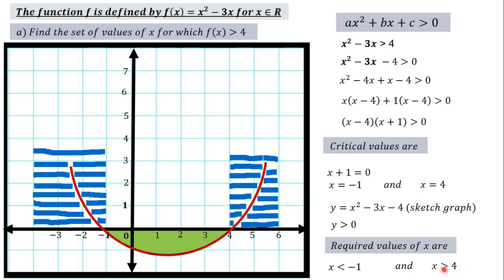Similarly, students, if x is replaced with a number greater than 4, let us consider 5. Put 5 here, 5 squared is 25, minus 3 into 5 means 15. 25 minus 15 will make it 10, 10 minus 4 will make it 6, and 6 is also greater than 0, so it is a true statement. So the solutions or the values of x are less than -1 and greater than 4.